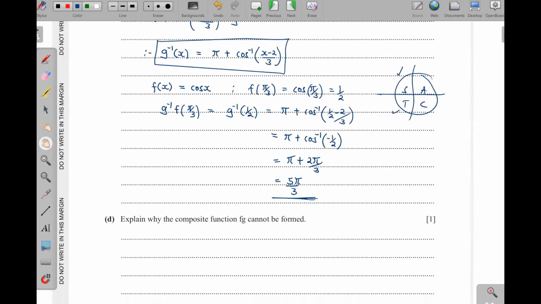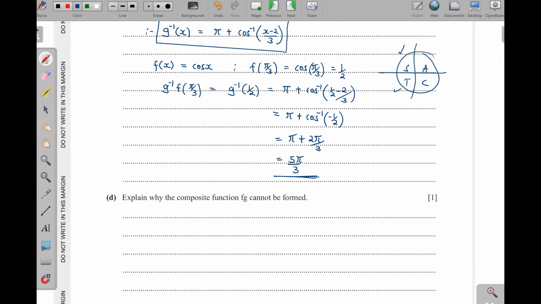Then part D, they are saying, explain why the composite function fg cannot be formed. Now here, let me do something for you. We are having x. Then g first acts on that x. What comes out is the g of x. Then f now acts on the result here. Then what comes out is the fg of x. In other words, the whole route here is going to be the fg.